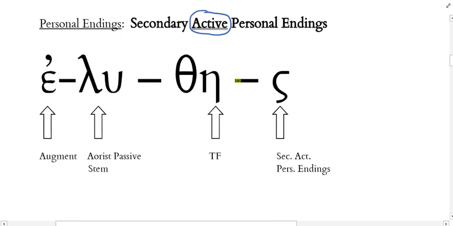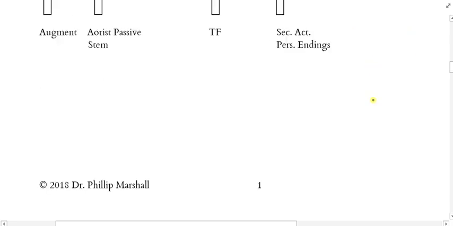So our example here is eluthes. There's my augment, the aorist passive stem, which happens to be lu for luo, which happens to be identical to the aorist active stem. That's okay. That does happen frequently. Theta eta for my tense formative, and here I have the second person singular personal ending for the secondary active endings. So eluthes. And how would I translate this? You were loosed. That's right. Very good. Just a simple past time action for the tense, and make it passive though. You were loosed. All right.